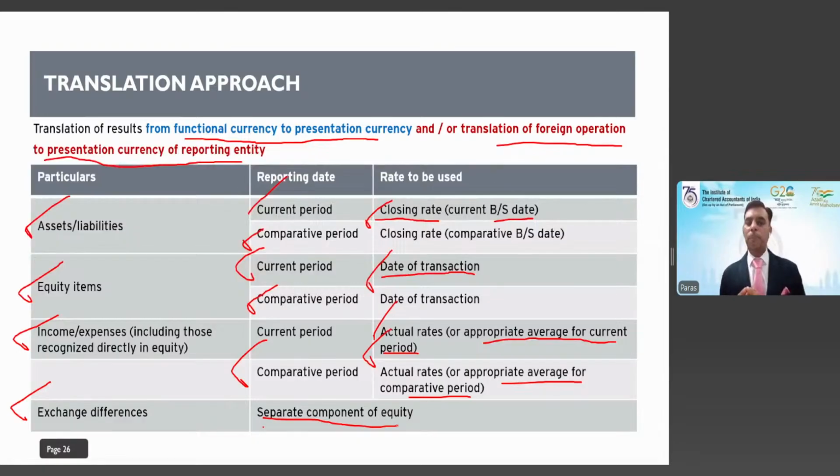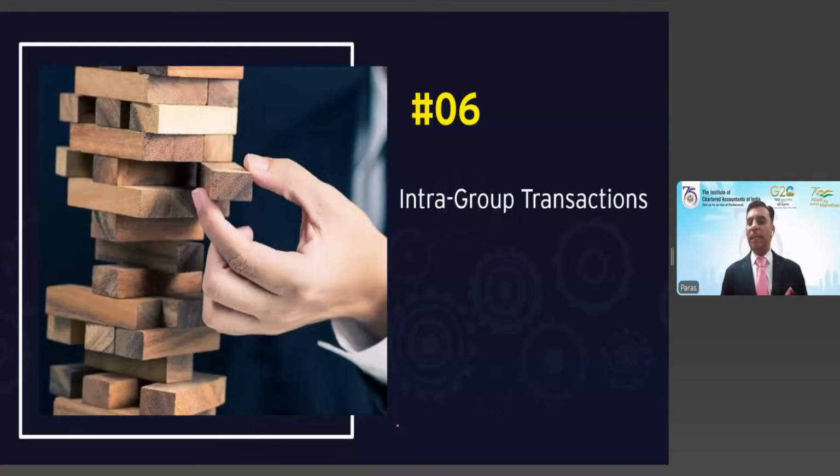So these are the translation provisions regarding the change from functional currency to presentation currency, or translation of a foreign operation's financial statements into the presentation currency of the reporting entity. Now we are going to discuss intragroup transactions. We all know that while preparing consolidated financial statements, intragroup transactions are required to be eliminated, right? If the holding company has sold products to the subsidiary company or vice versa, or there is any transaction within the group itself, in standalone financial statements these transactions will be reflected. But while preparing the consolidated financial statements, these transactions are required to be eliminated, right? These provisions we all know.